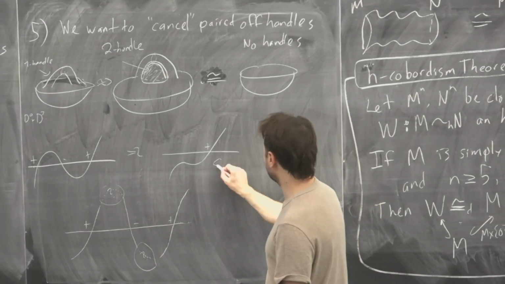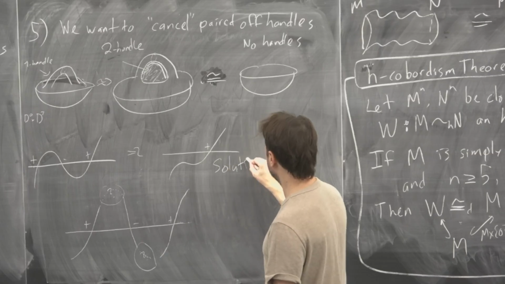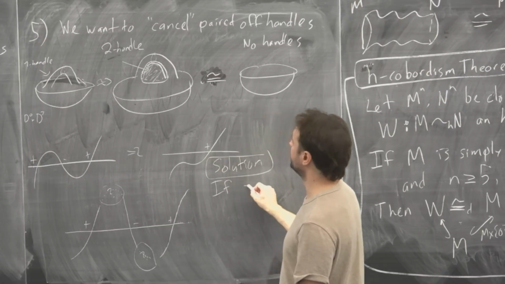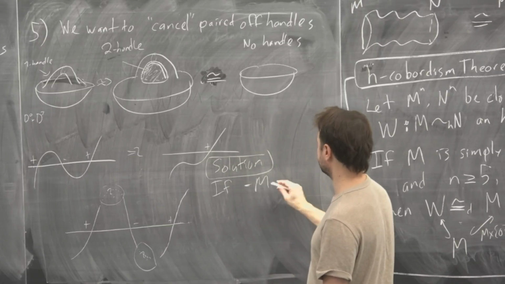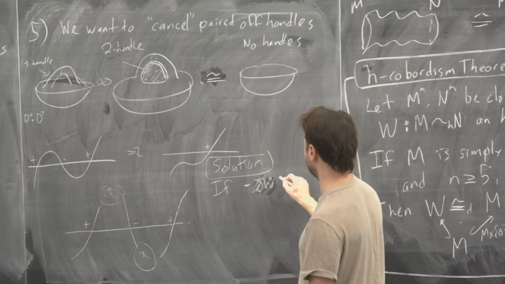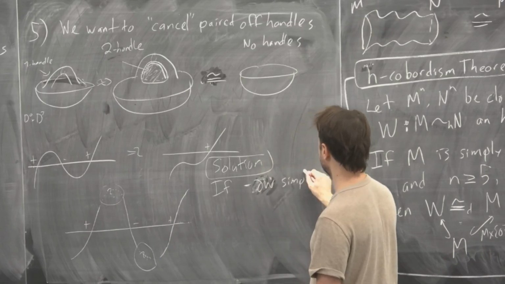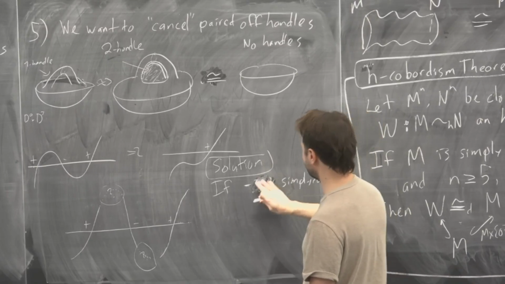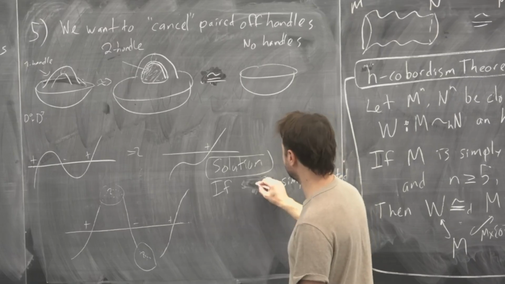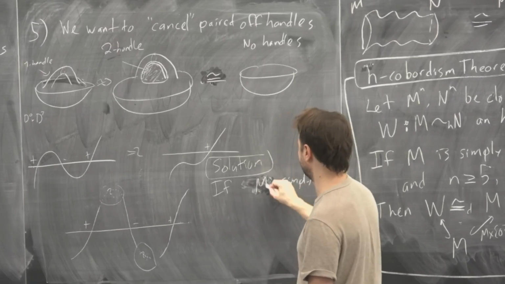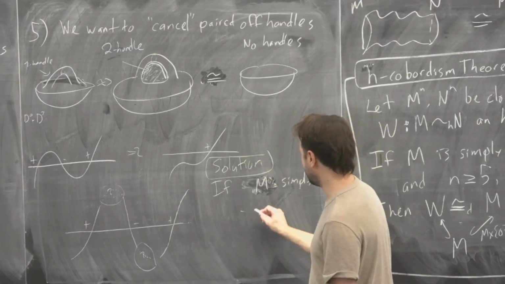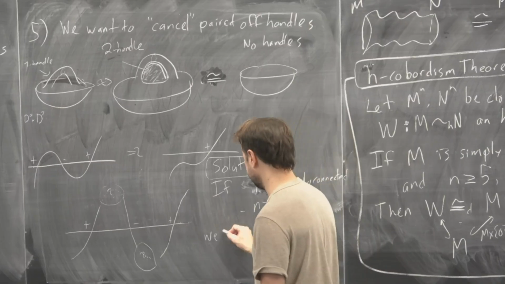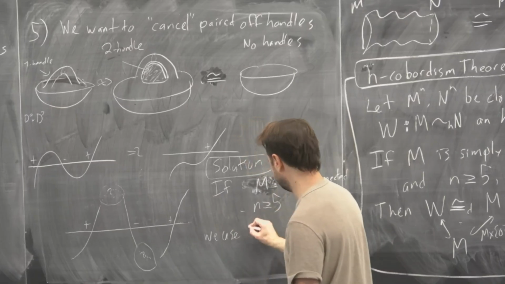And the thing that makes it work: if the boundary is simply connected. So the boundary of W is simply connected. Well, no, I will just say M, so like a component of the boundary. If M is simply connected, and if n is greater than or equal to 5, then we can use the Whitney trick, which I'll talk about.